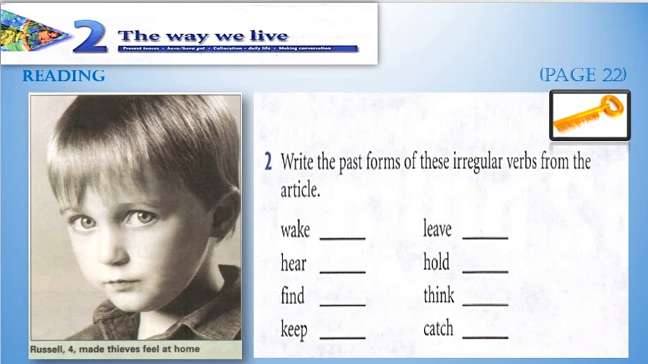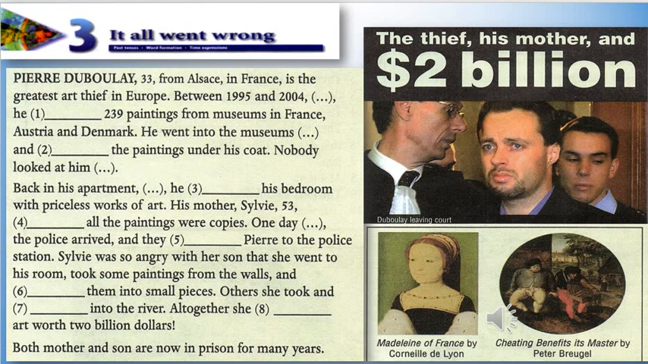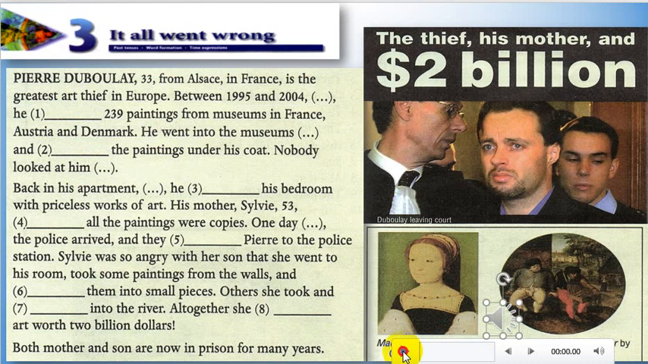Now we come to another text, which is a true story, by the way. The thief, his mother, and $2 billion. Now, let's listen to the text. The exercise is within the text, so you can hear the solution from the tape script, and you can fill the blanks. Okay, let's listen. Tape script 3.5.